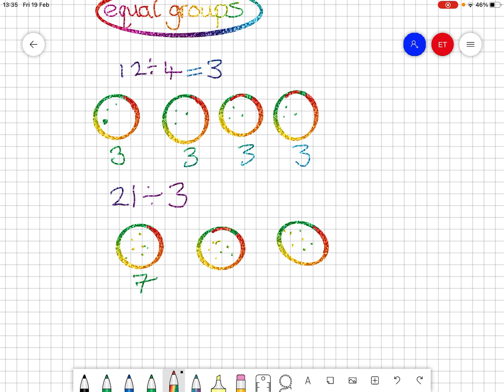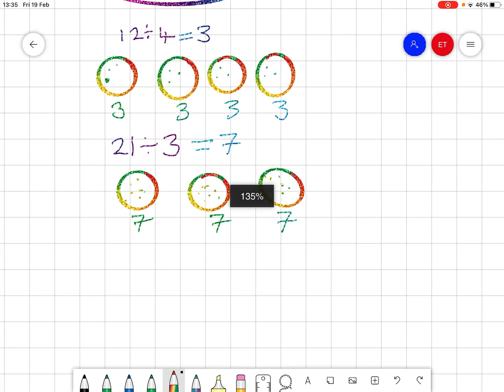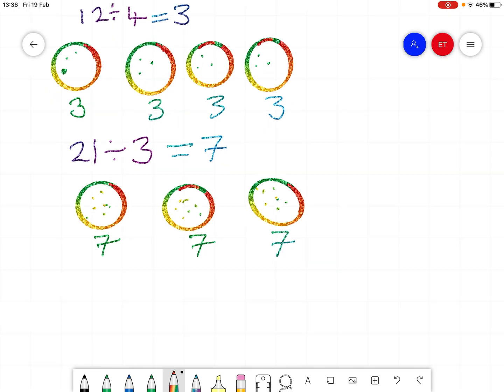7. And 1, 2, 3, 4, 5, 6, 7 in that one. So there should be 7 in this one. 1, 2, 3, 4, 5, 6, 7. So there's 7 in each group, which means 21 divided by 3 is 7. Now to help you understand this, try and use a context, okay? So for example, it might be 21 cookies shared by 3 people. The circles represent each person's plate and the dots represent the cookies.